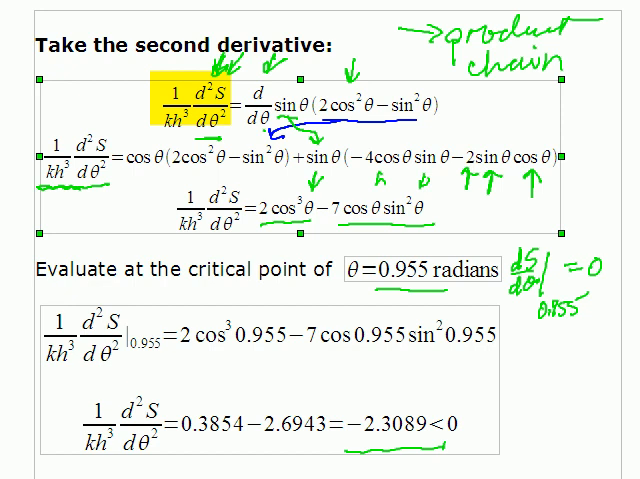So you have the first derivative 0 at that point, and the second derivative less than 0. That means the curve is doing something like this, and it's a max. This would be the strongest. This angle would give you the strongest beam cut from that log.